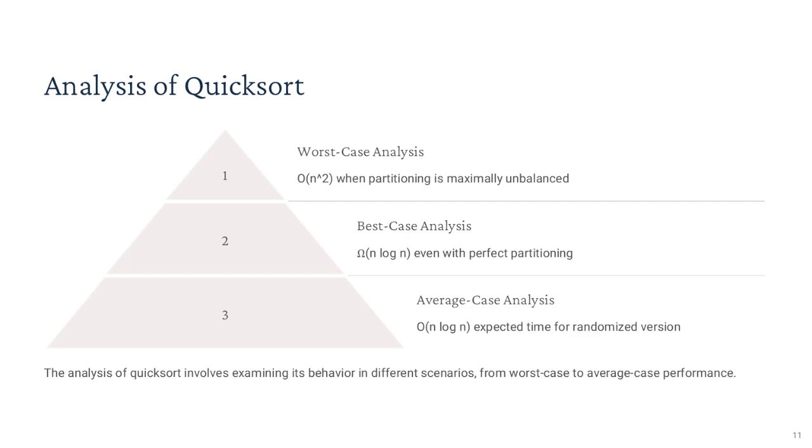In the best case scenario, partitioning is perfectly balanced, with each subarray being of equal size, yielding a running time of Omega(n log n). The average case performance, however, is more reflective of Quicksort's true efficiency. Randomized pivot selection ensures that most partitioning splits are reasonably balanced, leading to an expected running time of O(n log n). This makes Quicksort a practical choice for a wide range of applications.